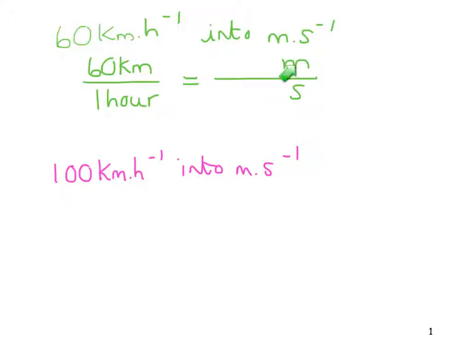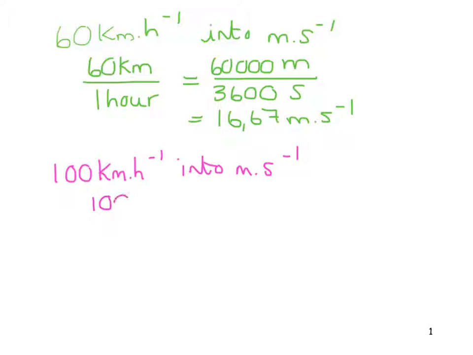60 kilometers in meters is 60,000 meters. I multiply by 1,000. And then separately, I don't try and do this in one step. I say, what is 1 hour in seconds? Well, it's 60 times 60, which is 3,600 seconds. I then take that information and punch it into my calculator. I don't try and do it in one step, and I get 16,67 meters per second.